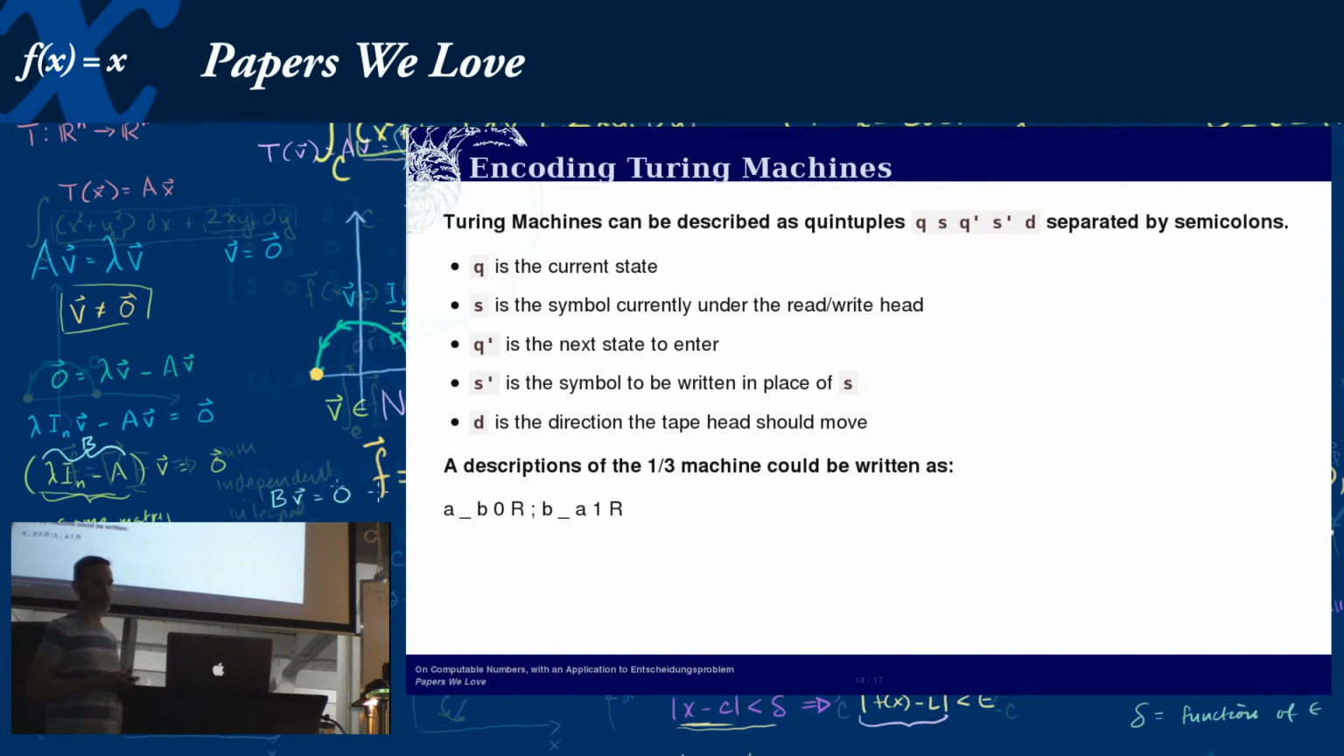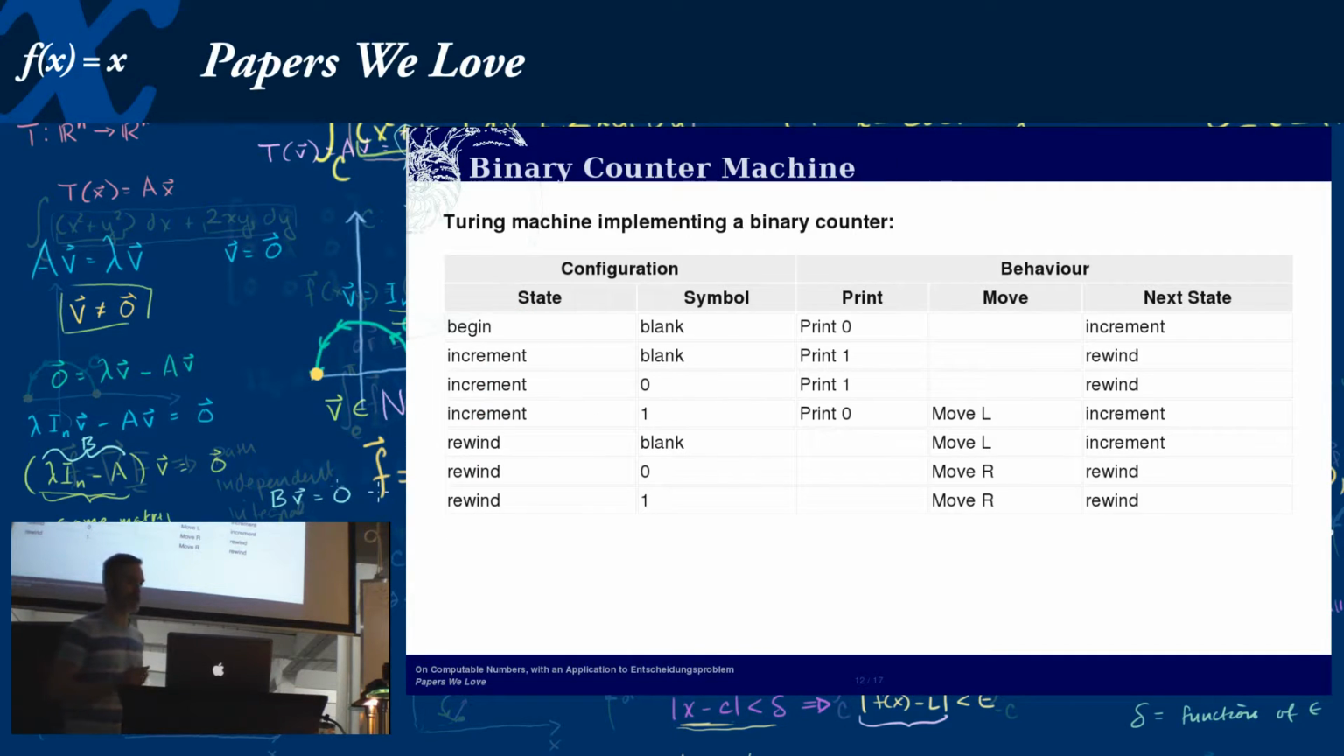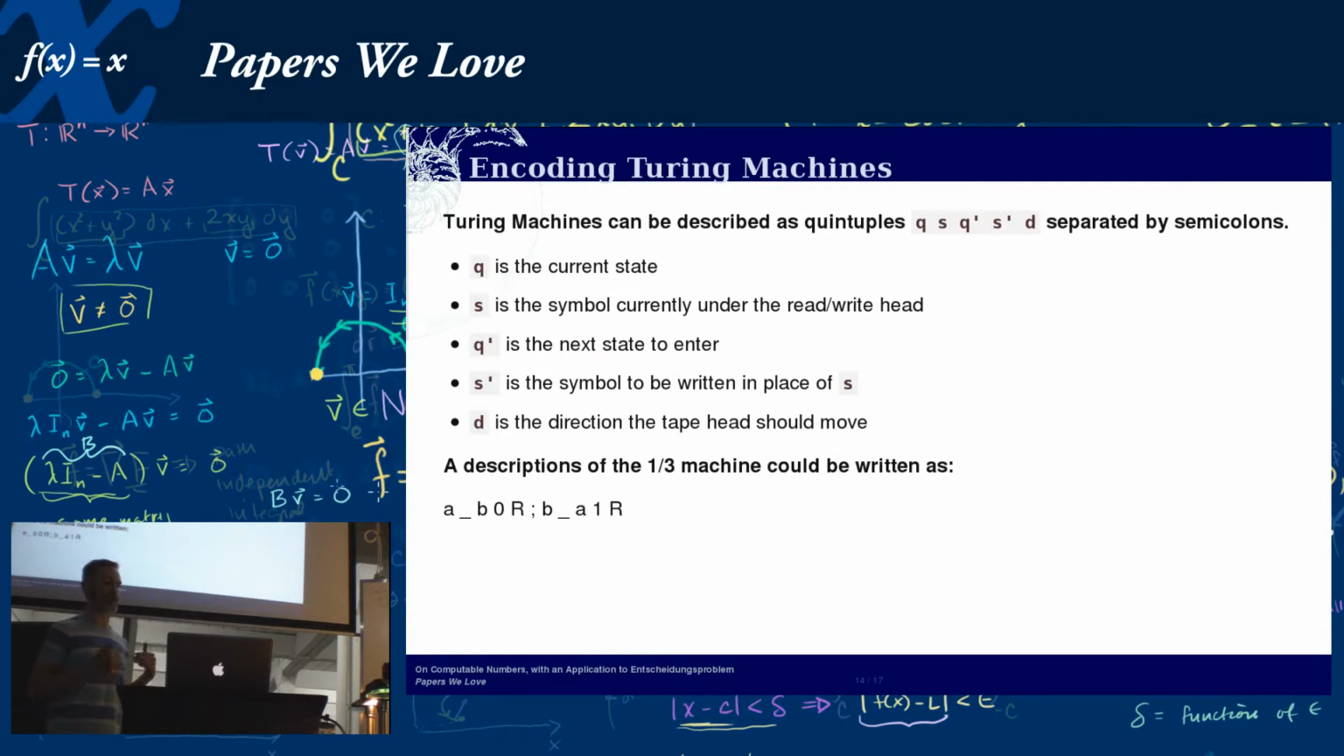So what Turing does next is pretty interesting. He says, look at these tables we've been building to talk about our machines. Each one of these tables has rows, and each row has a current state, a current symbol, some behavior, a printing, a moving, and then a next state. What Turing's going to say is that we can actually take each one of these rows and encode them as a quintuple of symbols.